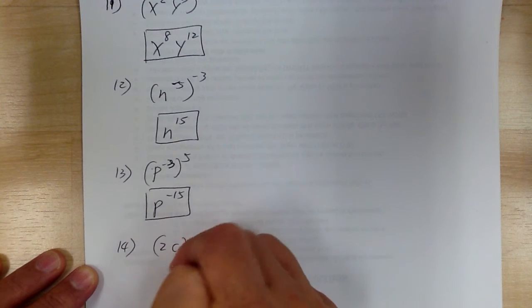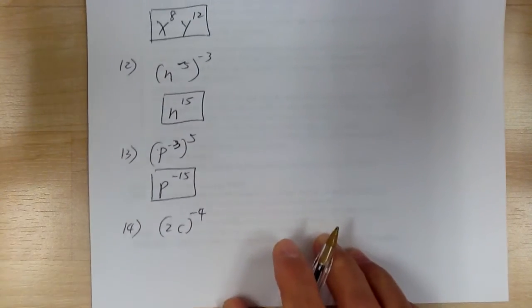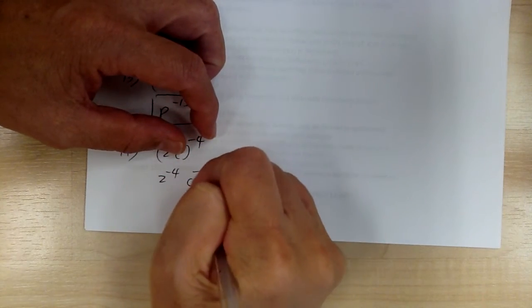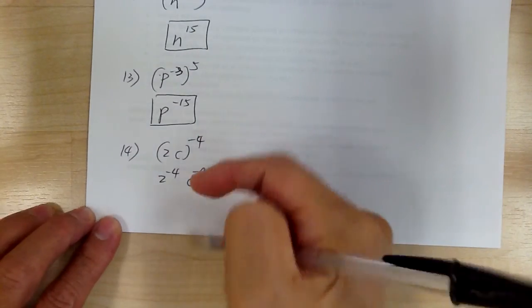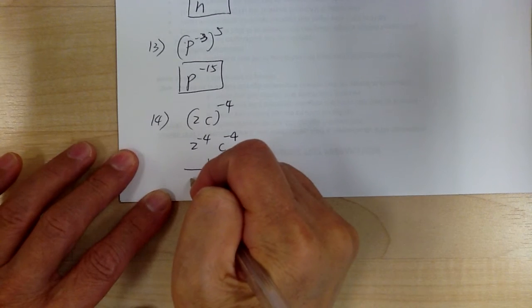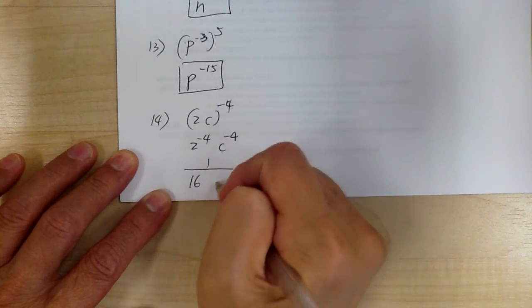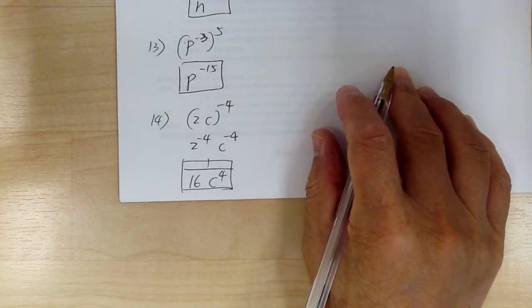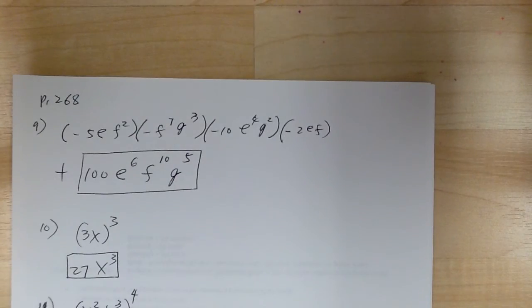You have 2c to the negative 4. So you apply the power to each part, so you're going to get 2 to the negative 4, c to the negative 4, and the negative exponent, you have to flip it over. So this becomes 1 over 2 to the 4, which is 16, and this would be c to the 4. Okay, let's go to 15.